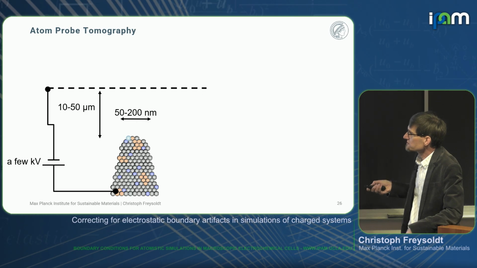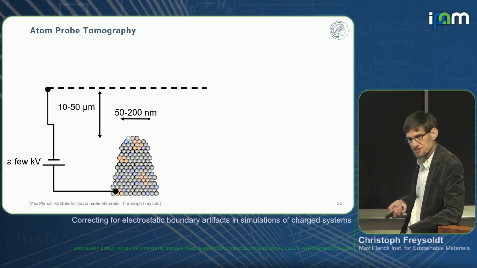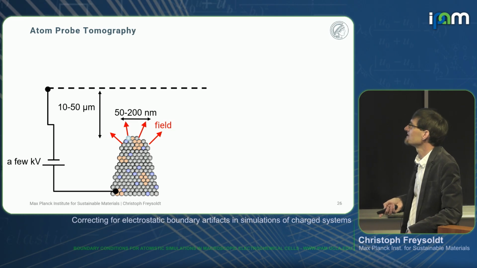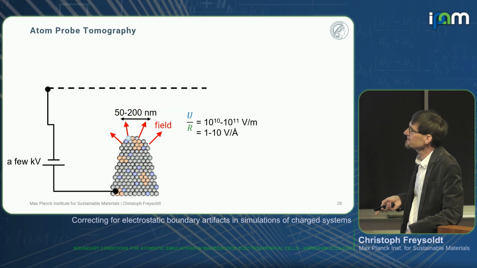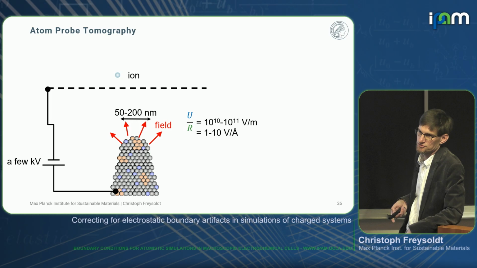This large voltage concentrated on a tip with such a small curvature creates an electric field that is very, very high. So high, and you can estimate this to be on the order of 10 to the 10 to 10 to the 11 volts per meter, which means 1 to 10 volts per angstrom. And this field is so high that single atoms can ionize, fly away towards the counter electrode.